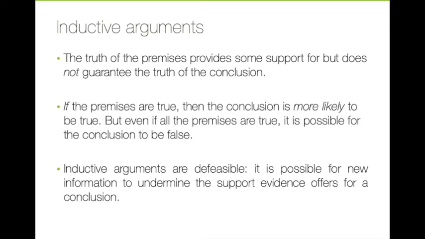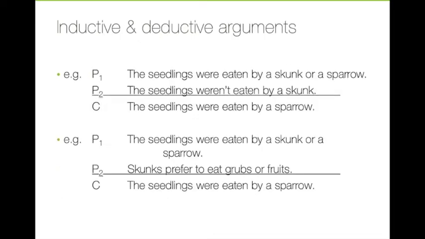This means a couple of things. Inductive arguments may be weakened by new evidence that makes the conclusion less probable given the premises. And furthermore, inductive arguments can be defeasible. That is, by introducing new information, it's possible to completely undermine any support the initial evidence offered for the conclusion. Remember, too, that it isn't the content that determines whether an argument is deductive or inductive. Instead, it's the form of the argument and the degree of support the premises are intended to offer for the conclusion. So here are a couple of examples to contrast.